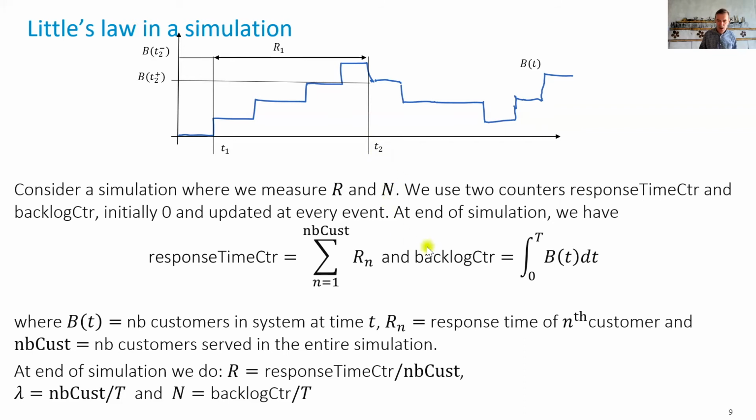Now, how will I estimate N? Well, I will also consider a backlog counter. The backlog counter takes the time integral of the quantity B of t here. That is a continuous time integral, but of course, since the function B of t is piecewise constant, this is in fact a discrete sum. The backlog counter at a given time t will take the integral of the number of customers since the beginning of the simulation until now. And when I finish the simulation, I will take the value and divide it by capital T, where capital T is the duration of my simulation. So this is how I will obtain R and N. Incidentally, I can also compute my arrival rate by taking the total number of customers that I have seen in my simulation divided by the duration of my simulation. So this is how I would estimate lambda.